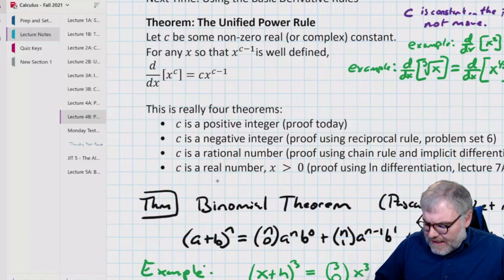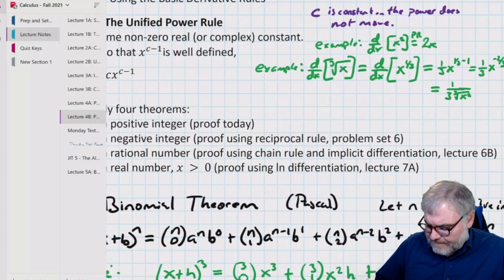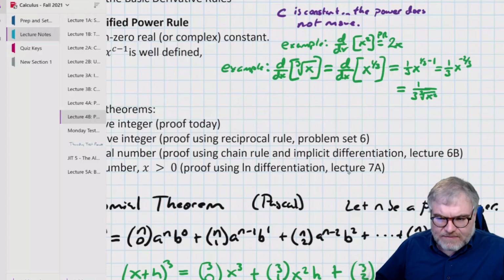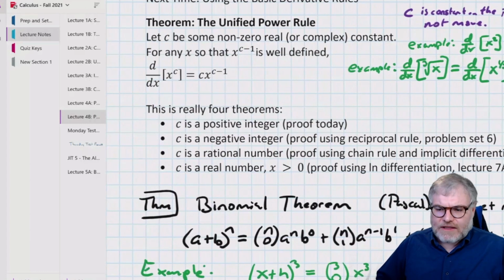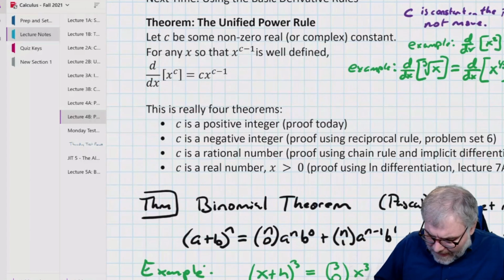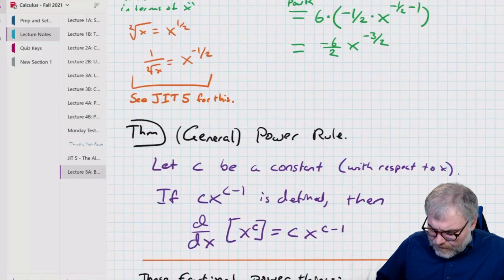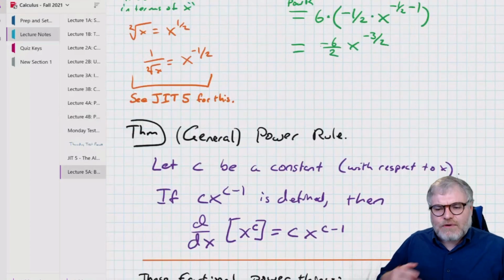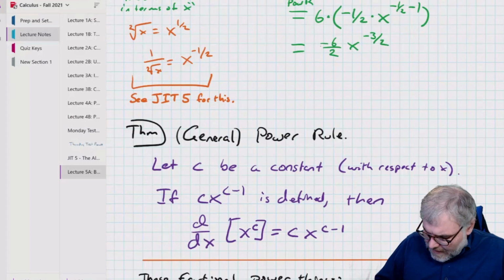And then we'll prove it for any real number, but where x is only greater than 0, and we'll do logarithmic differentiation, and we'll prove that in lecture 7a. So this one will be 6b, that one will be 7a. So we will prove all of the power rule in all its glory, but for the moment, we've only proved it for positive integers. We're just going to start using it for everything.